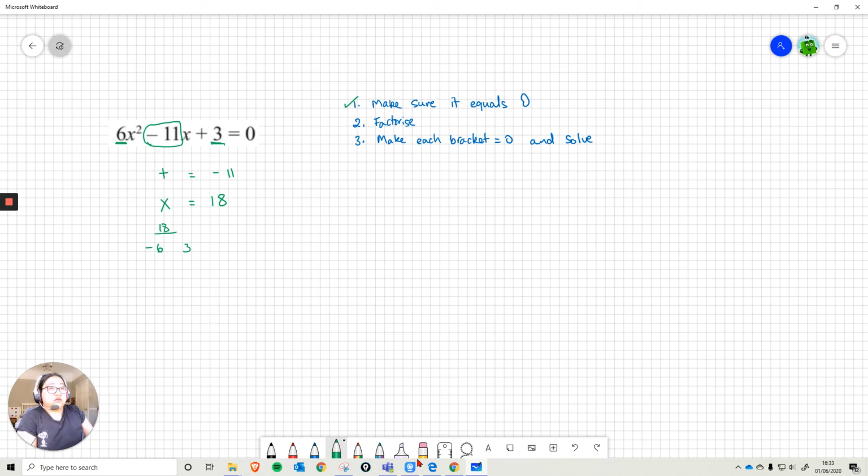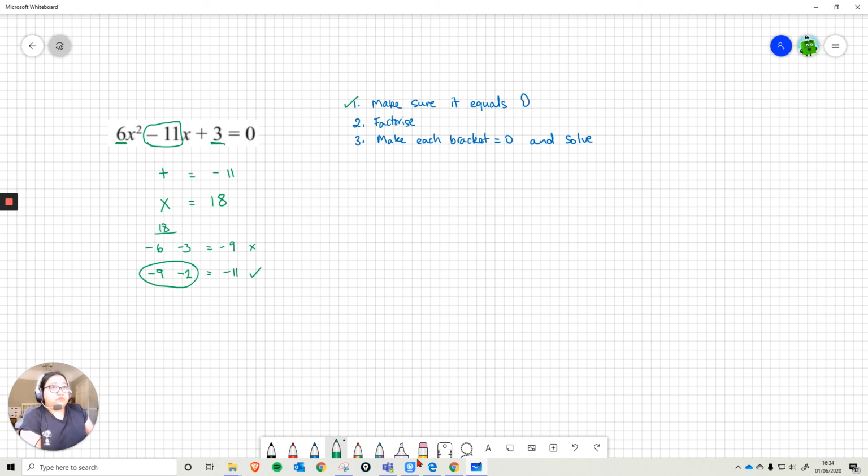So 6 and 3, 6 times 3 is 18. So negative 6, add negative 3, that equals minus 9. So that's not what we want. And we keep going. And we know 9 times 2 is 18. So negative 9, add negative 2 equals negative 11. And that is what we need.